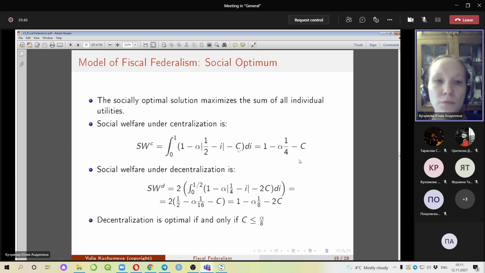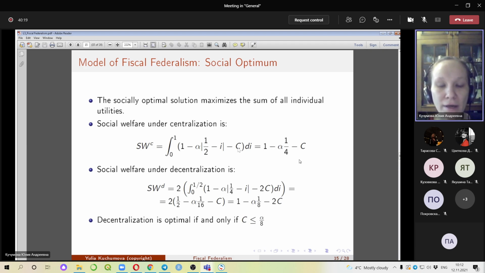So let's start by discussing the socially optimal design. For the social optimal solution, we will assume that it maximizes the sum of all individual utilities. When I say sum, in this case it actually means an integral, because, as I mentioned, there is a continuum of people in the country. So let us first calculate the social welfare under centralization.